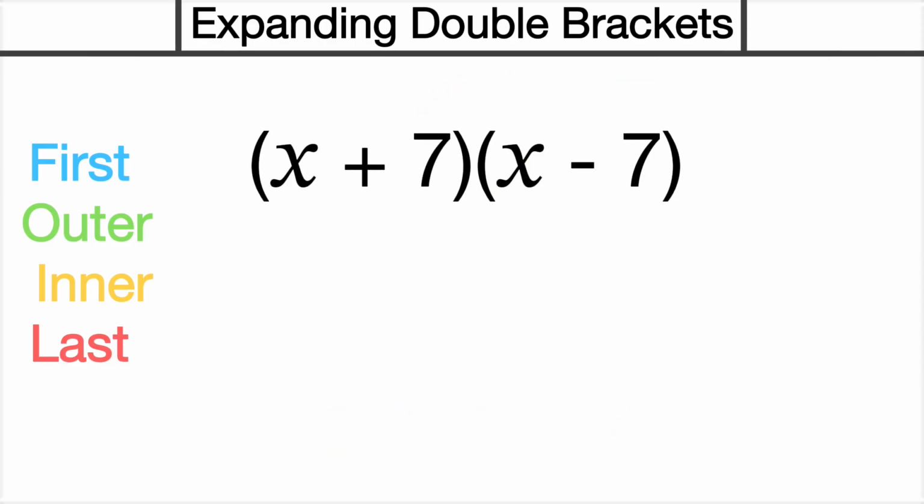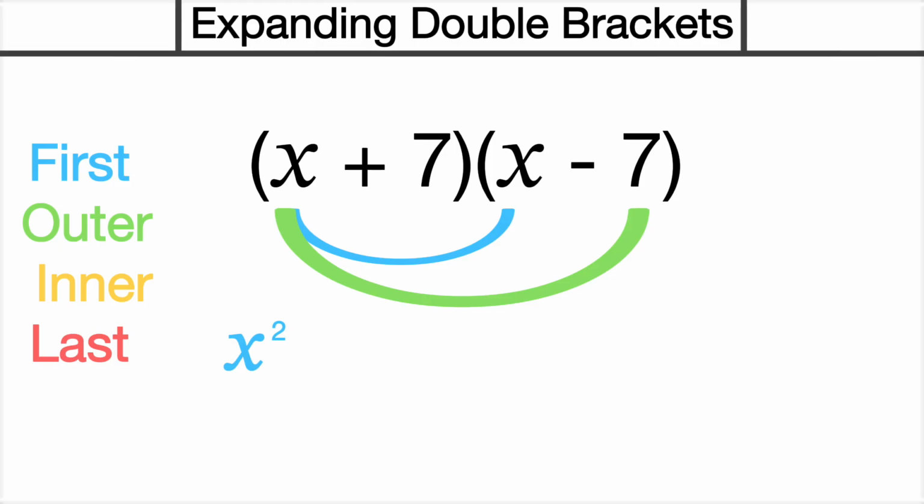Here's the final example. Once again, start by multiplying the first terms. x times x equals x squared. Then, multiply the outer terms. x times minus 7 equals minus 7x. Next, multiply the inner terms.